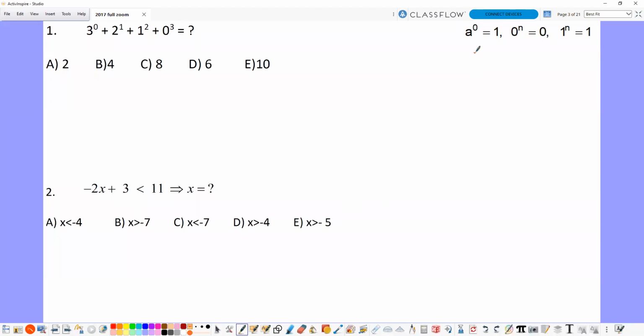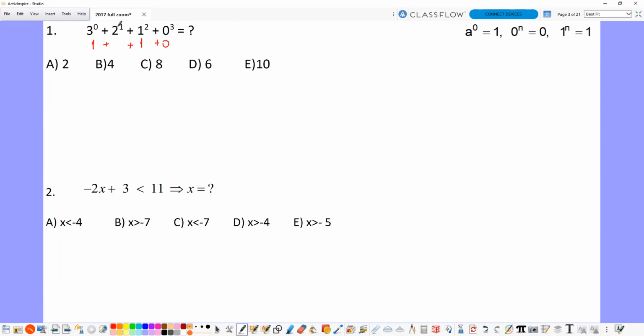Here, a to the power of 0, if it is equal to something to the power of 0 is equal to 1, 0 to the power of n except infinity it is equal to 0, 1 to the power of n is equal to 1 except infinity. And here 3 to the power of 0 with respect to rule this is going to be equal to 1. Here 1 to the power of 2 it's going to be equal to 1, and 0 to the power of 3 it's equal to, here the rule it is equal to 0.